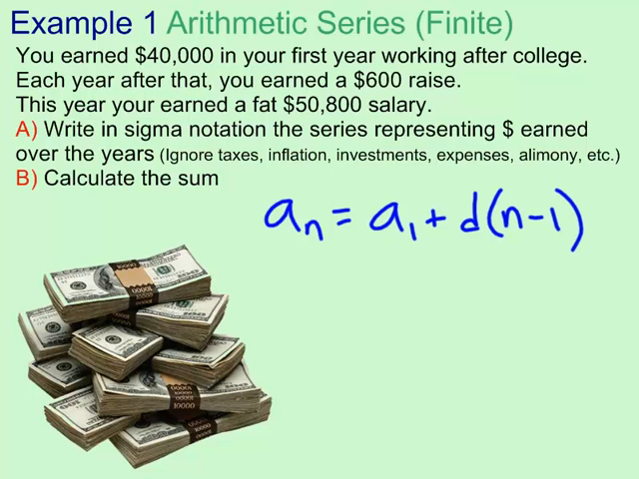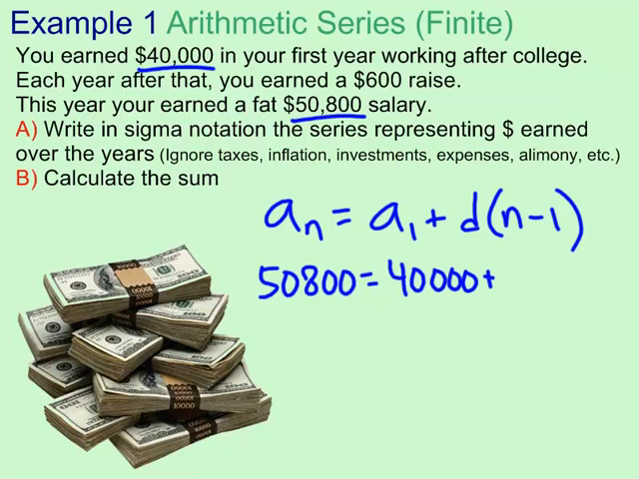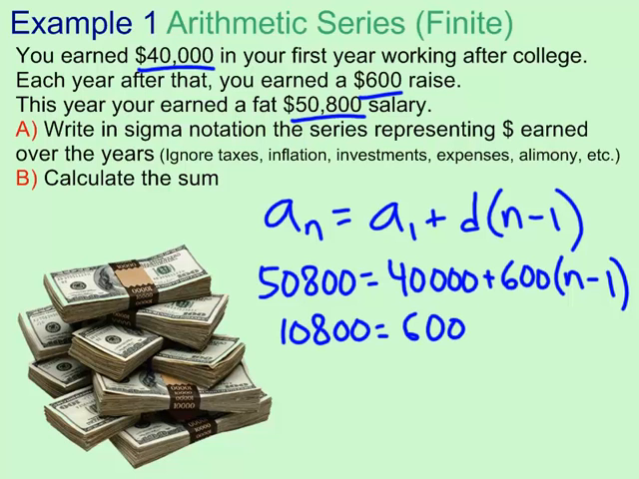In this case, the a sub n is that 50,800. That's the last term that we want to add. So 50,800 equals a sub 1, that's the first term. So the first and last terms were given to us, and that will help us figure out how many years you've been out of college. The d in this case, the common difference, every year you're adding 600 on top of the previous salary, so 600 times n minus 1. All right, so let's subtract 40,000 from both sides. That'll give us 10,800 equals 600 times n minus 1.